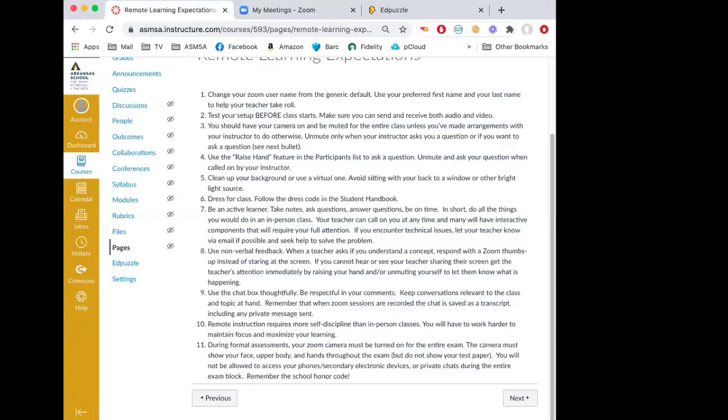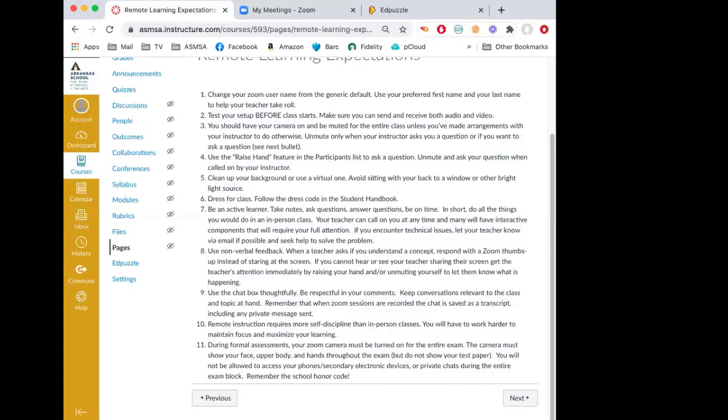All other secondary electronic devices, such as phones or another iPad or something like that, need to be away from you, from your work area, when you're taking those formal assessments, with the exception, of course, of your calculator. Private chats during the entire exam are blocked, so you shouldn't be able to do that, but don't even try. And remember that the school honor code still applies on these exams, so you need to be doing your own work and your own assessments.